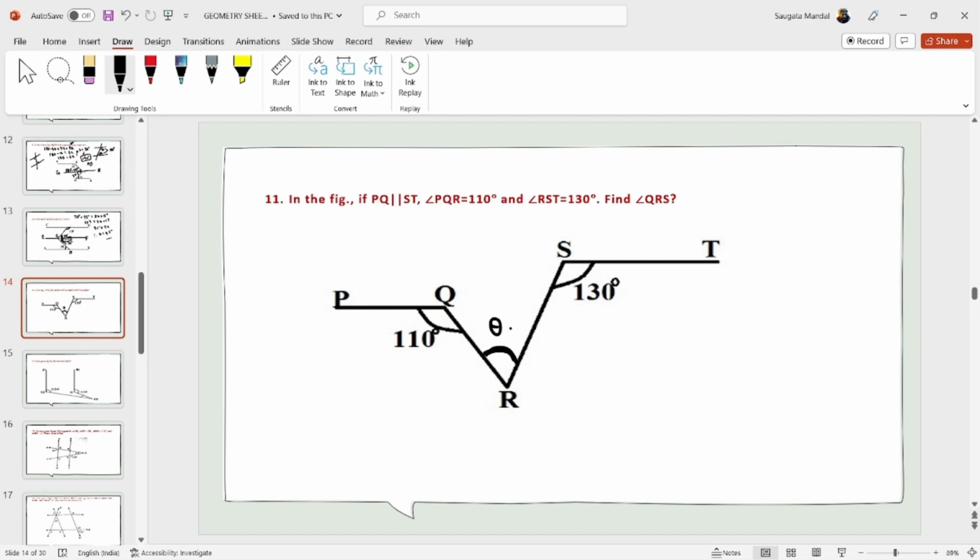Suppose this is theta. Now we should draw a line parallel to ST. If two parallel lines are drawn and one transversal line cuts them, then the sum of these angles and these angles is always equal to 180 degrees. That means these angles are 50 degrees.